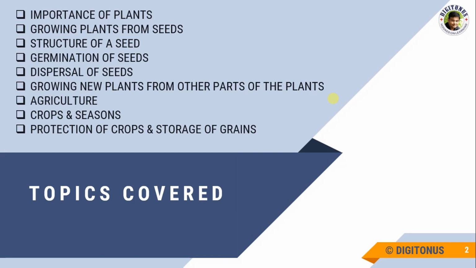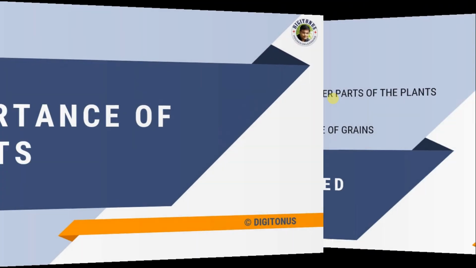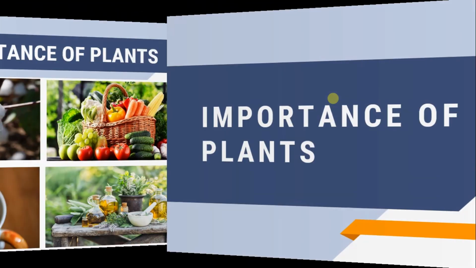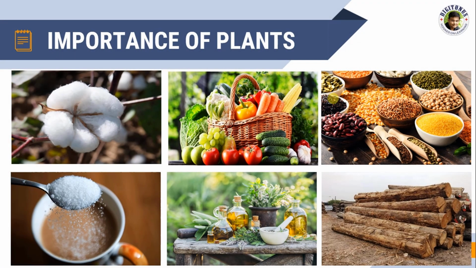So firstly let us start with importance of plants. See dear students, you all know that plants are living things which are very useful to us. They need air, water, soil and sunlight to live. Plants can grow from different parts of the plant like seeds, stems, roots and leaves. Plants give us food to eat, medicines to cure, oxygen to breathe and fibers for cloth. Plants are also called our green friends.